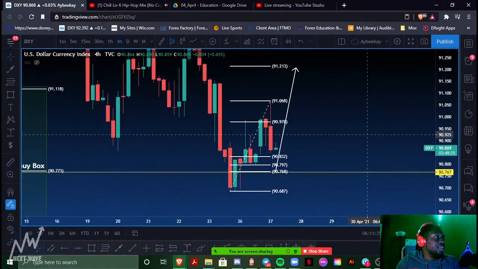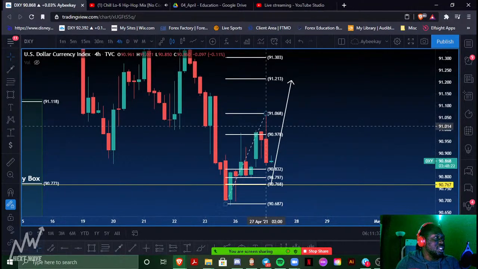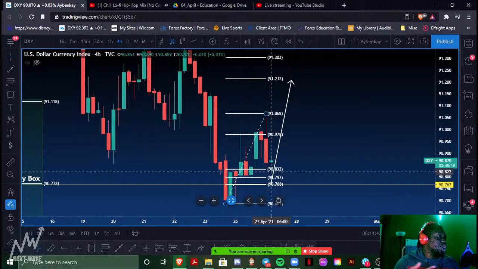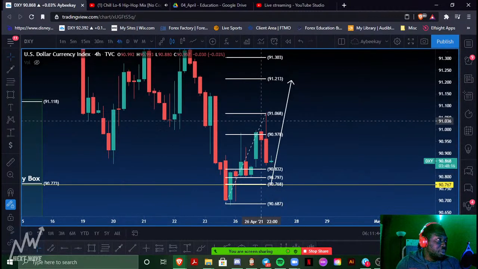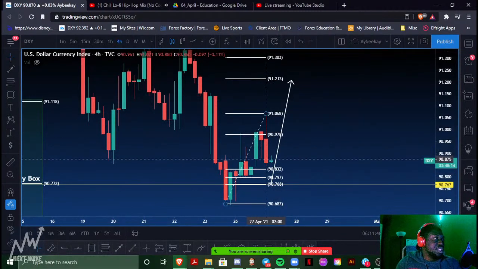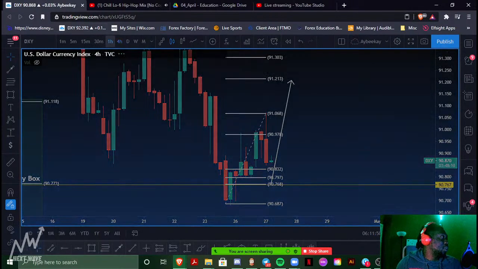It just looks better that way. The 4-hour candle itself doesn't look that great for me to even want to say that the US dollar is going to go bullish. After it made this high, it just came and crashed down within the same 4-hour candle. I'm not really too confident.